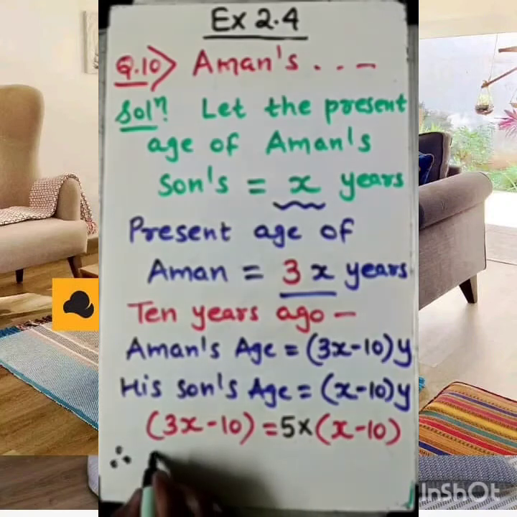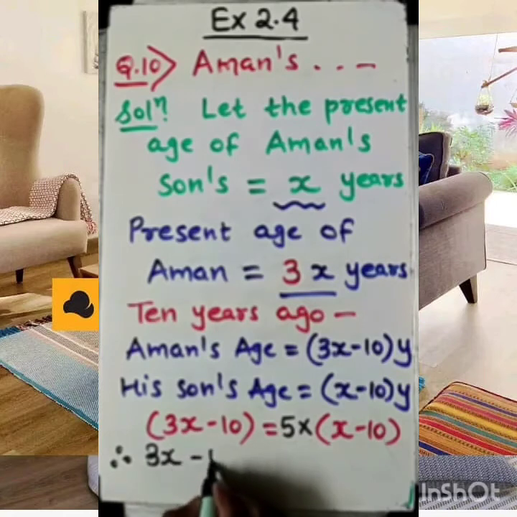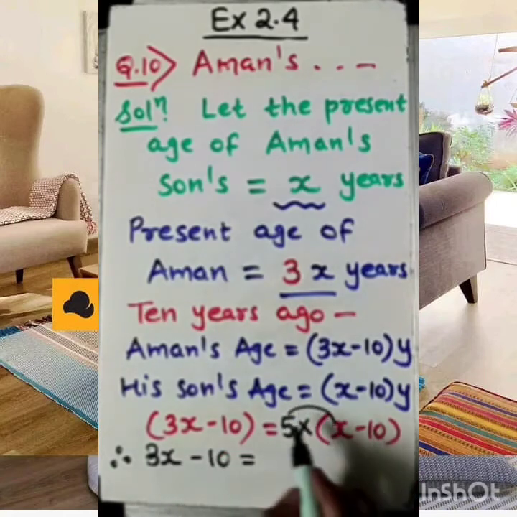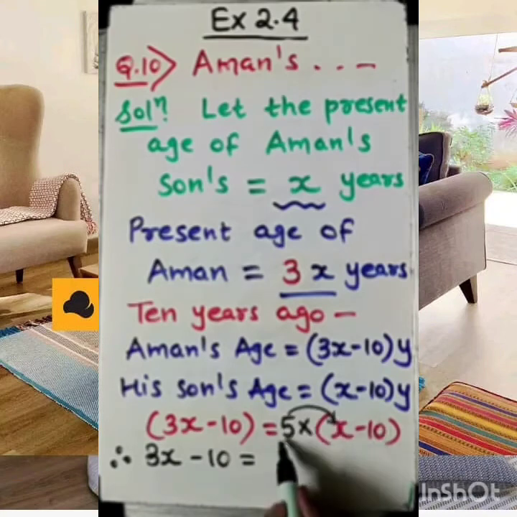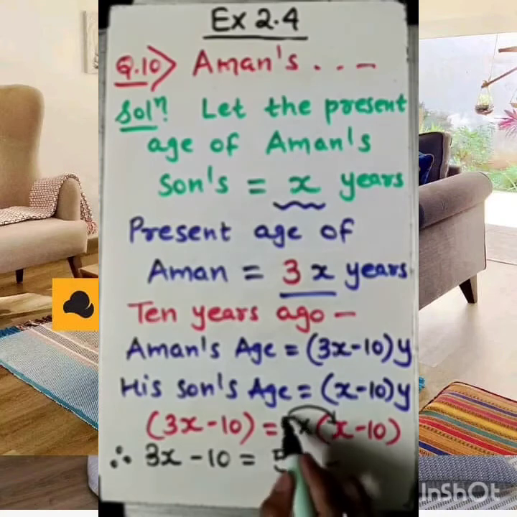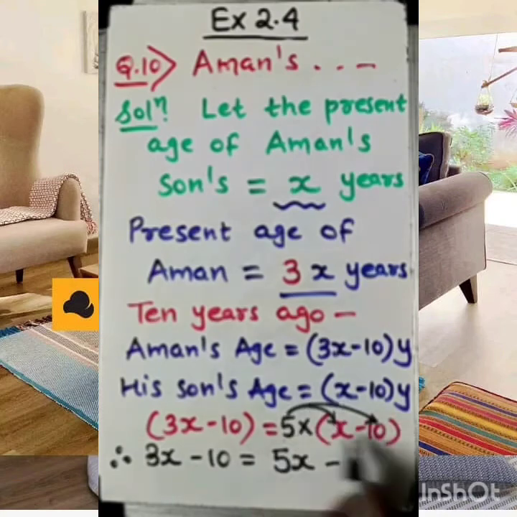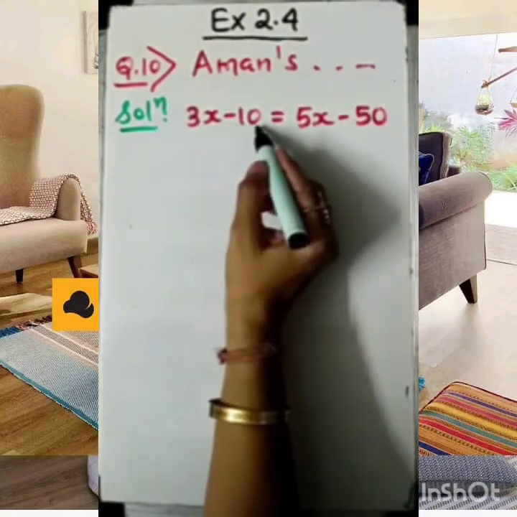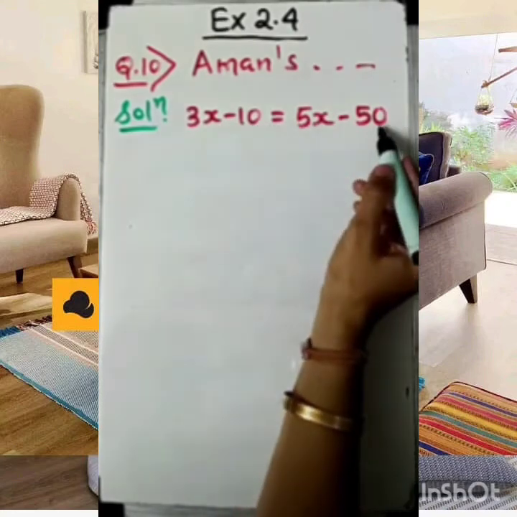Let's try to simplify. 3x minus 10 is here on the left side. What to do with that? Let's multiply 5 with x first. 5 into x gives 5x minus 5 into 10. 5 tens are 50. Now let's have some more simplification. So here this equation we got is 3x minus 10 equal to 5x minus 50.